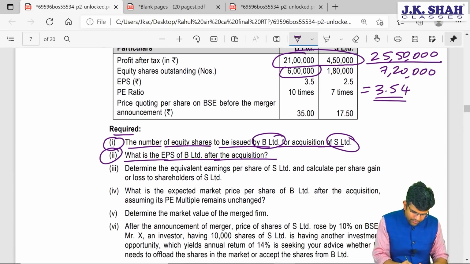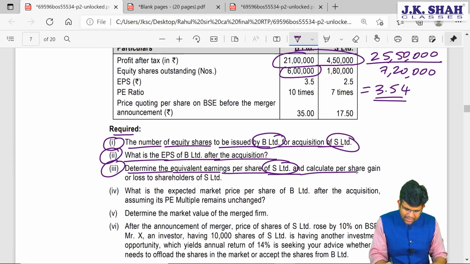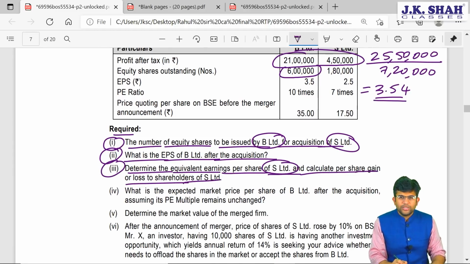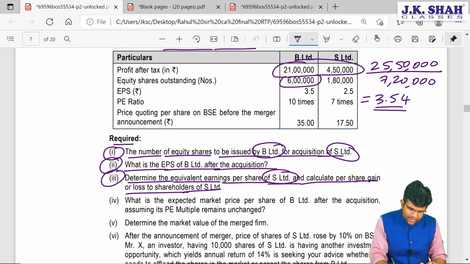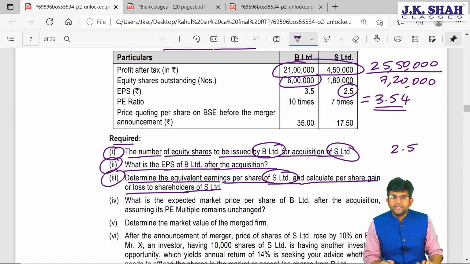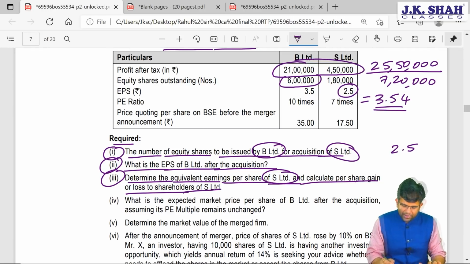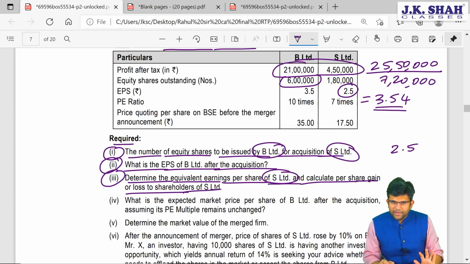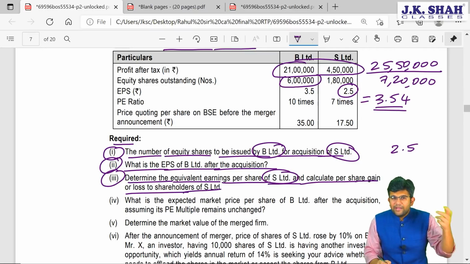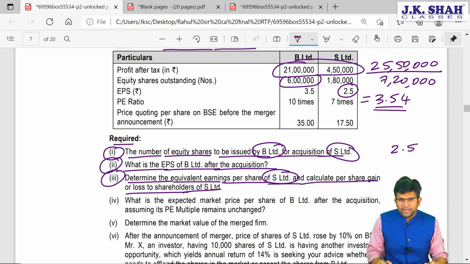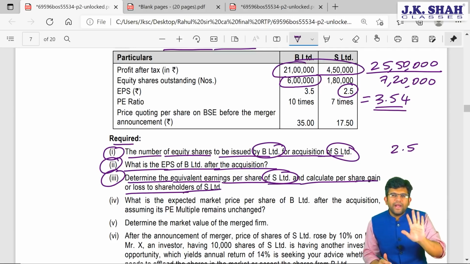Moving on children to point number 3. Determine the equivalent EPS of S Limited and calculate per share gain or loss to the shareholders of S Limited. Children, if you can see, S Limited were earlier having EPS of 2.5. So imagine a shareholder who is having 1 share of this S Limited. Can I say he is getting EPS of rupees 2.5? Now, when he shifts to the acquiring company, he will have to surrender this share and he will get shares in the acquiring company. Now for every 3 shares held, you're going to get 2 shares, which means you will be getting 2/3 of a share.